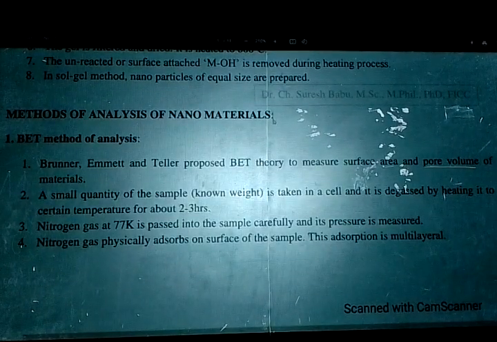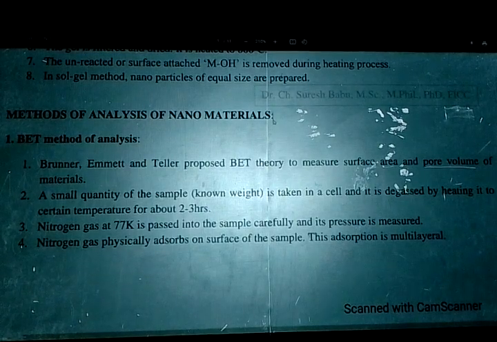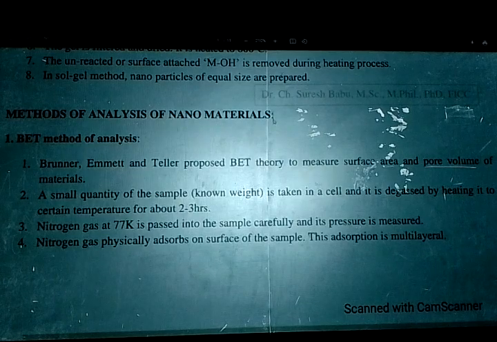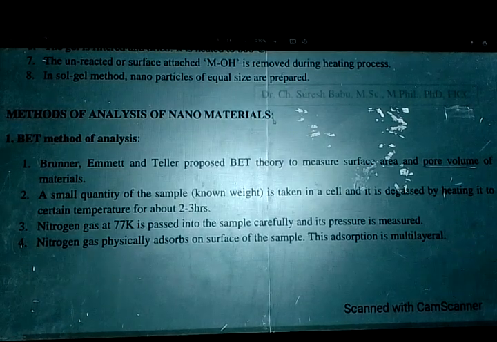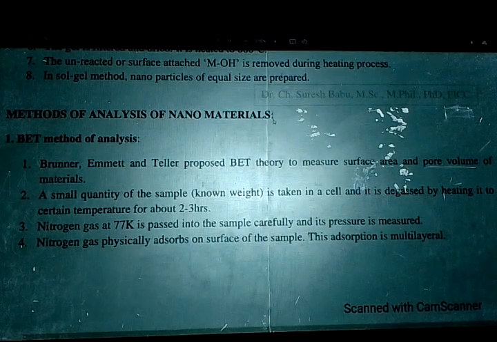Next, a small quantity of sample, that means a small nanoparticle sample, I am taking and I am going to degas by heating it to a certain temperature. And then which gas am I taking? Nitrogen gas. Nitrogen gas is passed onto the sample carefully. When you pass the nitrogen gas onto the sample, what will the sample be doing? It will physically adsorb on the surface of the sample.